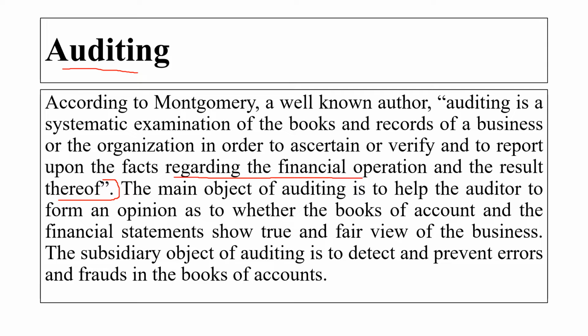The subsidiary object of auditing is to detect and prevent errors and fraud in the books of account. The main aim, the main objective behind doing the auditing, is to detect or prevent the errors or fraud which are there in the books of account.